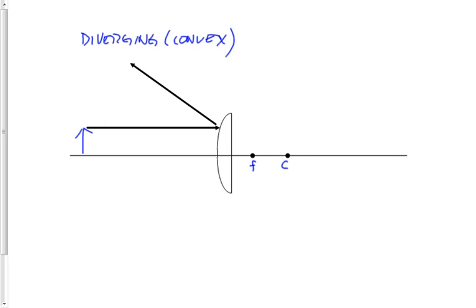Although if you looked at this closely, here's the surface at this point. At that point, there's the normal line. And would you look at that? The angle of incidence equals the angle of reflection.